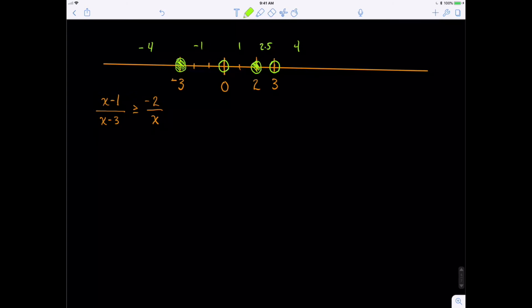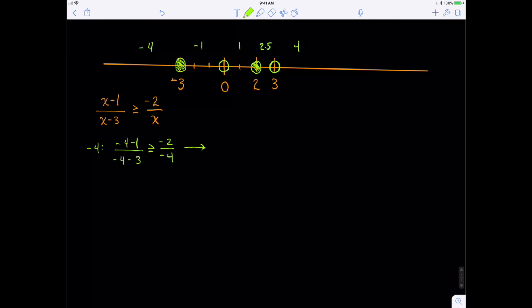And then let's try our values. So let's see, negative 4. So that's going to be negative 4 minus 1 over negative 4 minus 3. And we want to see if this relationship holds, negative 2 over negative 4.